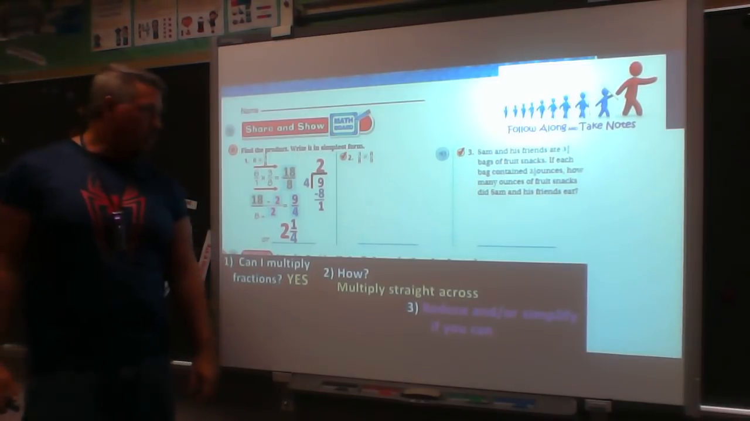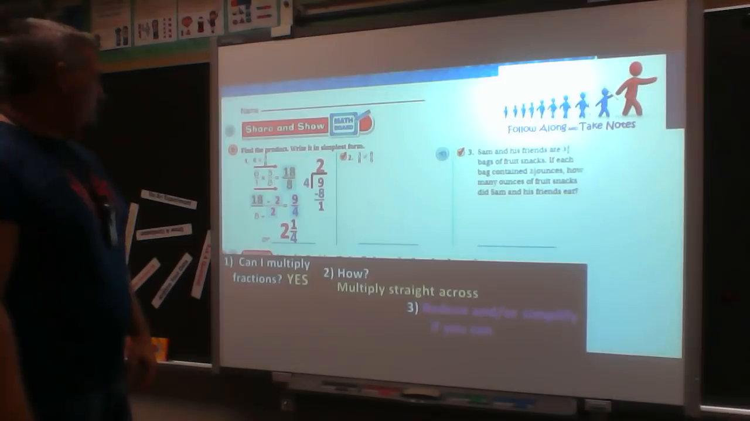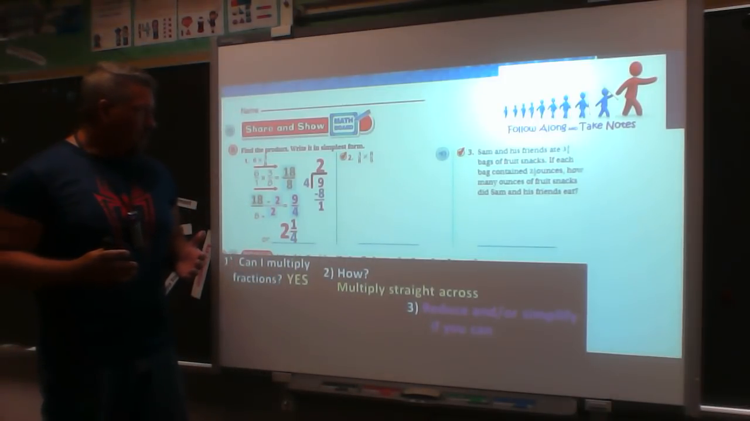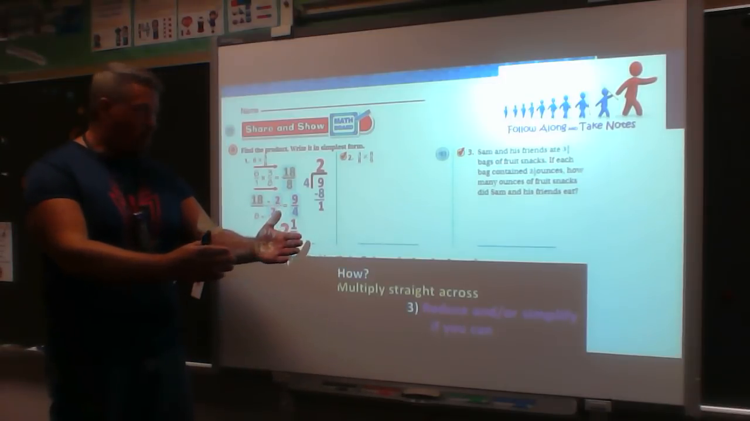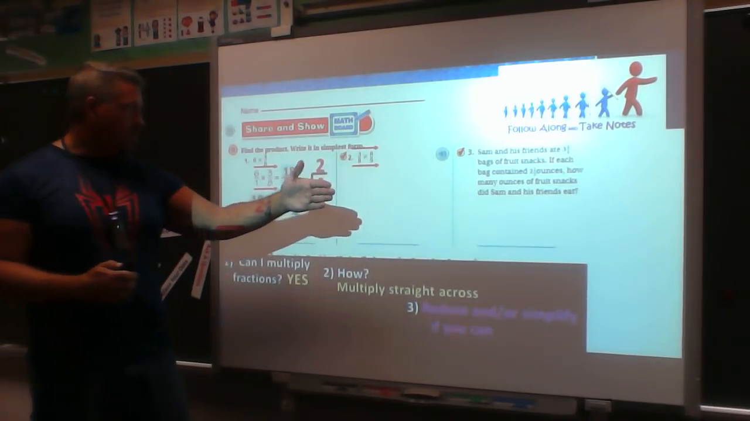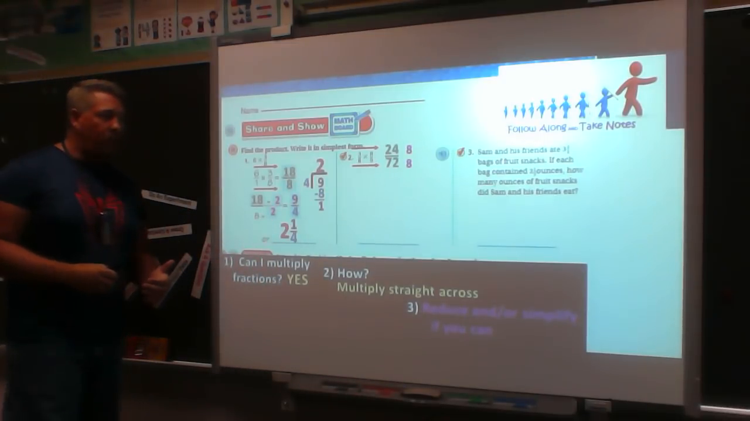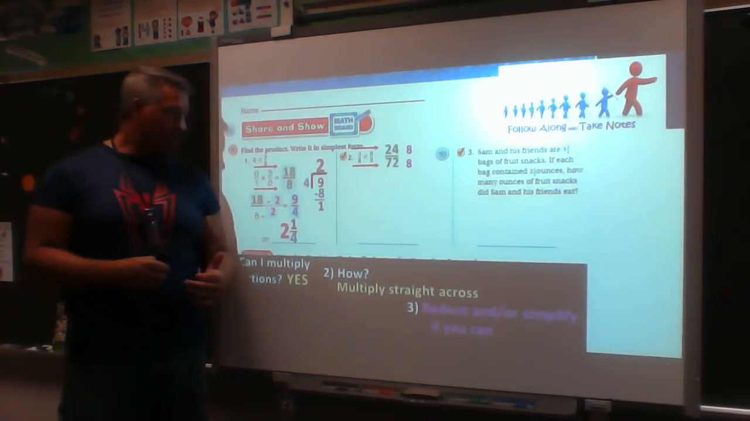All right, so what about number 2? Okay, there's no whole numbers, there's no mixed numbers, so can I multiply? Yes. How? Straight across, right? So 3 times 8 and 8 times 9. All right, easy enough. So I have 24 over 72.